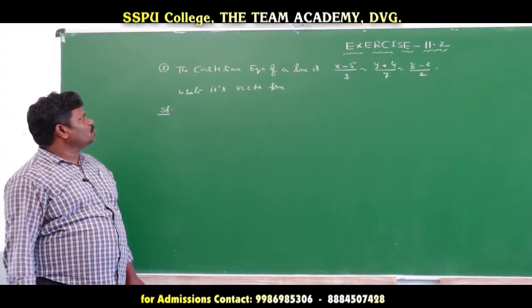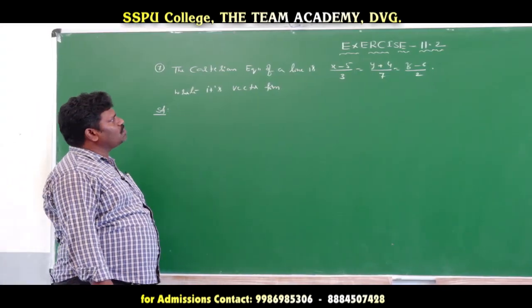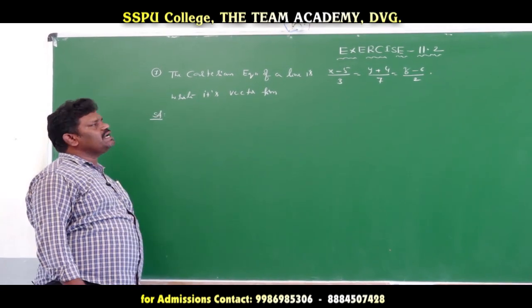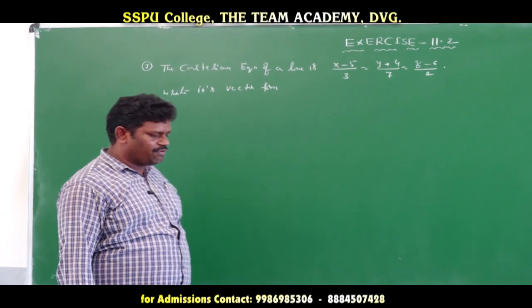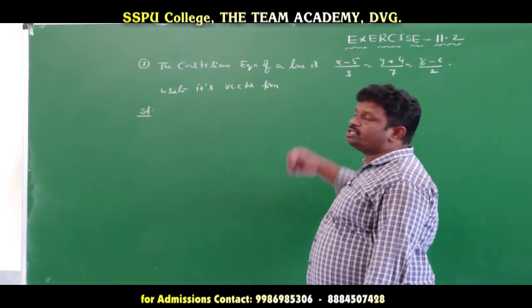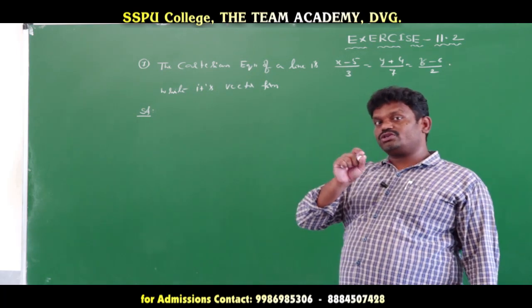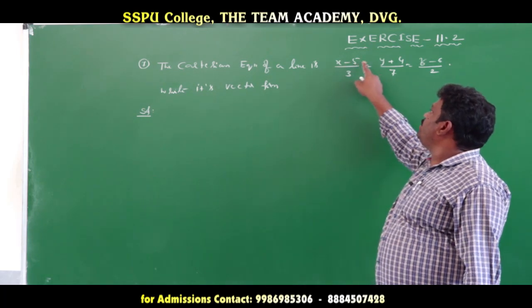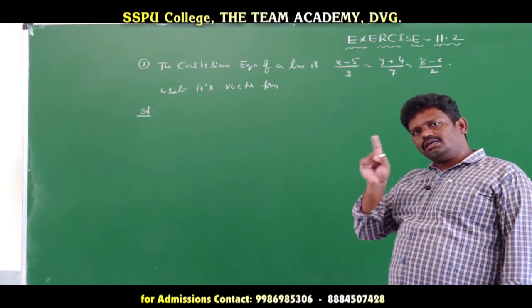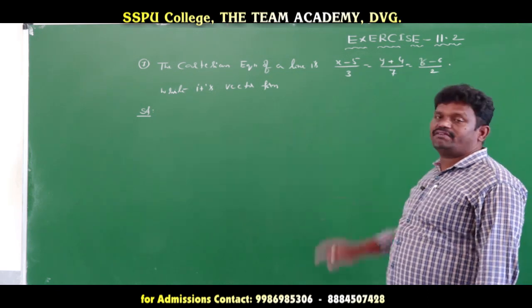Next question: the Cartesian equation of a line is given, write its vector form. The Cartesian form is given. Now if you want to write the vector form, which type of Cartesian equation is this? The equation of the line passing through the point (5, minus 4, 6) and parallel to the vector with direction ratios 3, 7, 2.